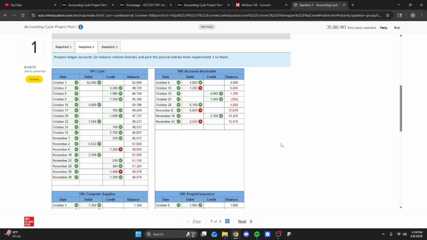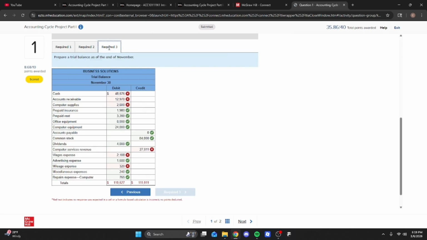This is good for a general overview of one specific account. Instead of looking at a giant journal entry, we can just look at the ledger accounts to find one specific account with all the information we need.